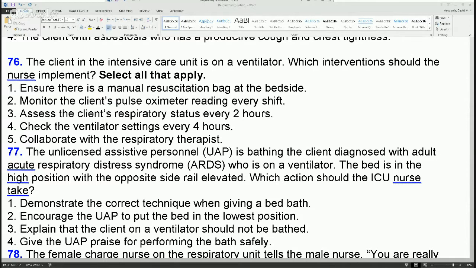Read the rationale for 4, if you don't mind. Ventilator settings should be monitored throughout the shift. That's all it says. Well, the only reason I'm wondering about that is because of the 4-hour time frame. If you're checking the respiratory status every 2 hours, why are you only checking the ventilator settings every 4 hours? Well, again, check the vent throughout the shift, every time you check your patient.